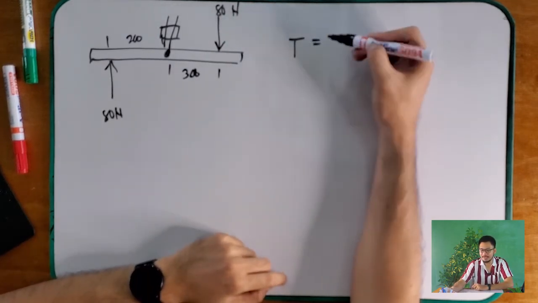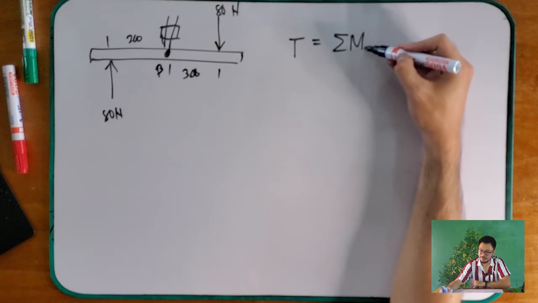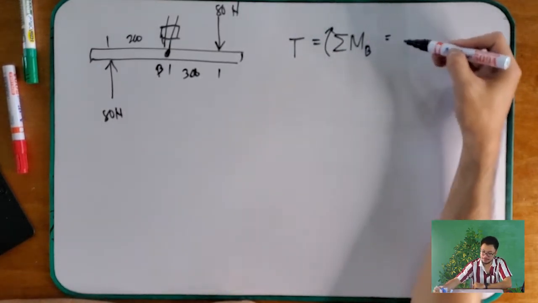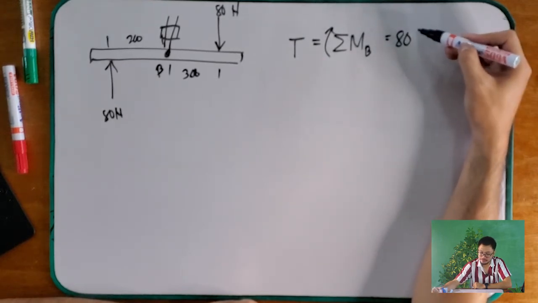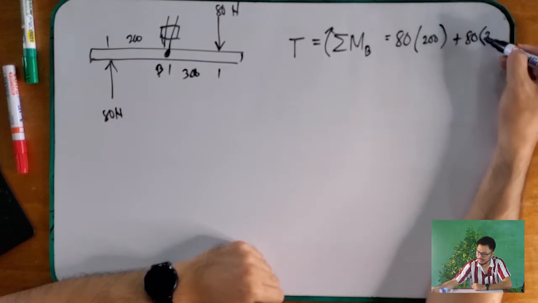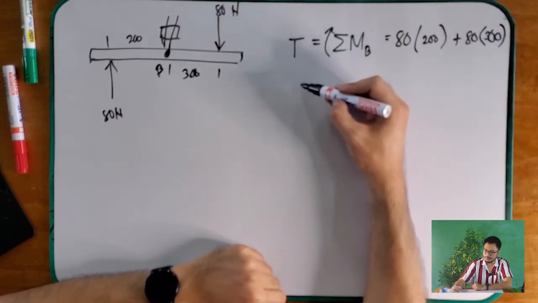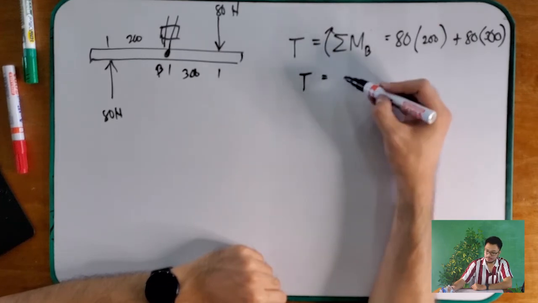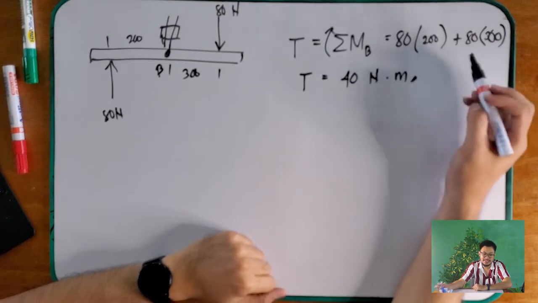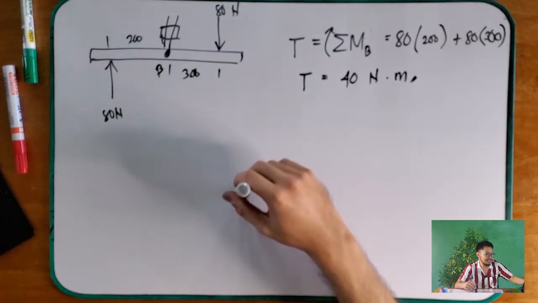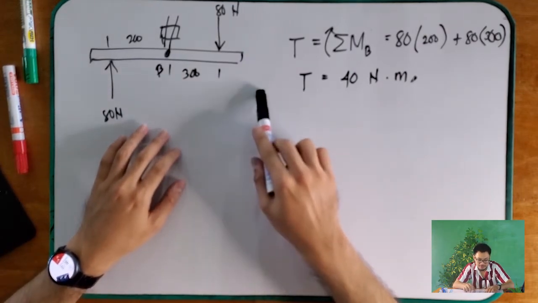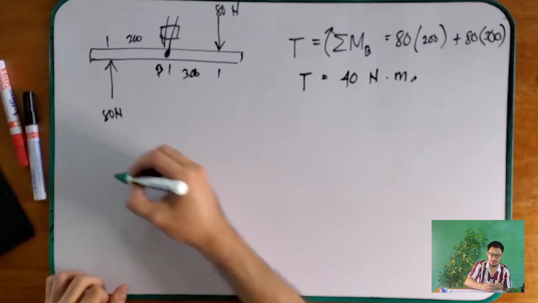Torque is just equal to the summation of moments. Summation of moments at point B going clockwise is equal to 80 times 200 plus 80 times 300. So therefore, your torque is just equal to 40 Newton meter. Okay, so that is your torque. And basically, this is the internal torque of the hollow tube shaft. Okay? So this is our tube.